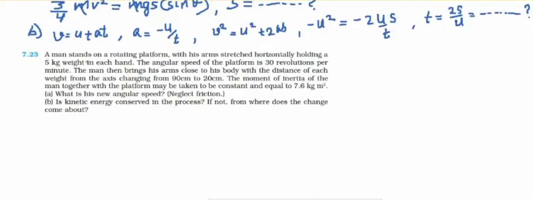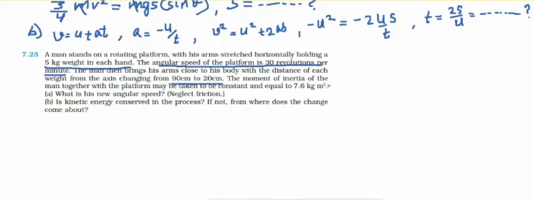A man stands on a rotating platform with his arms stretched horizontally, holding a 5 kilogram weight in each hand. The angular speed of the platform is 30 revolutions per minute, that is, frequency nu. The man then brings his arms close to his body, with the distance of each weight from the axis changing from 90 centimeter to 20 centimeter.